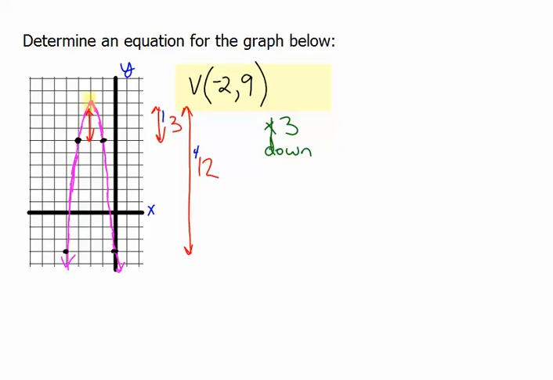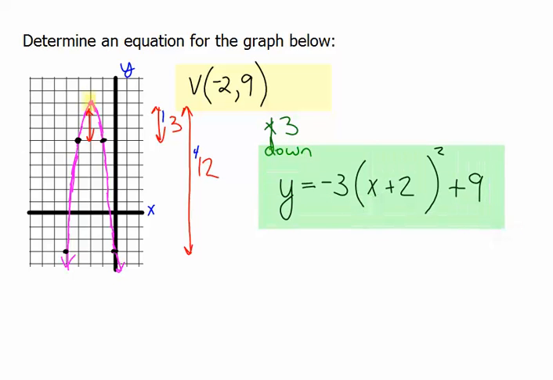So when we write out the rule for this graph, it's going to be y is equal to a negative 3 because it's multiplied by 3 and going down, times the quantity. Now we switch the sign on the x coordinate. So it'll be x plus 2, the quantity squared. And then the y center point just becomes the number off on the side. So here is an answer for the equation of our graph.